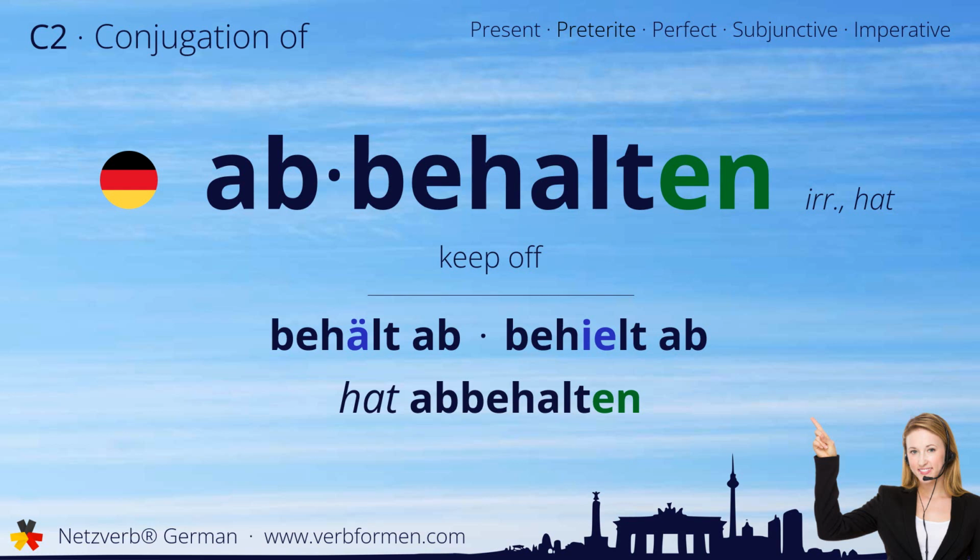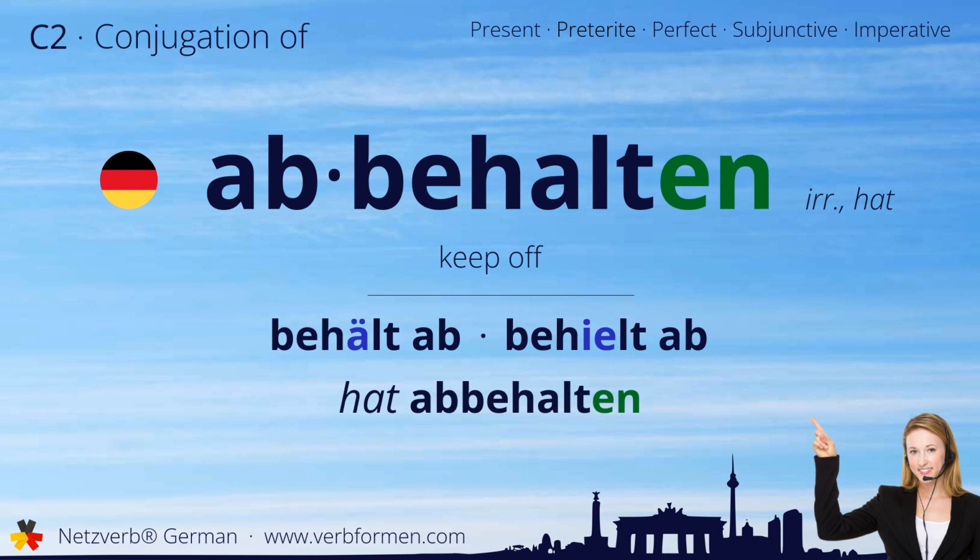Today we're going to learn how to conjugate the German verb abbehalten. Watch and listen to the forms carefully. Let's start with the stem forms. Behält ab, behielt ab, hat abbehalten.